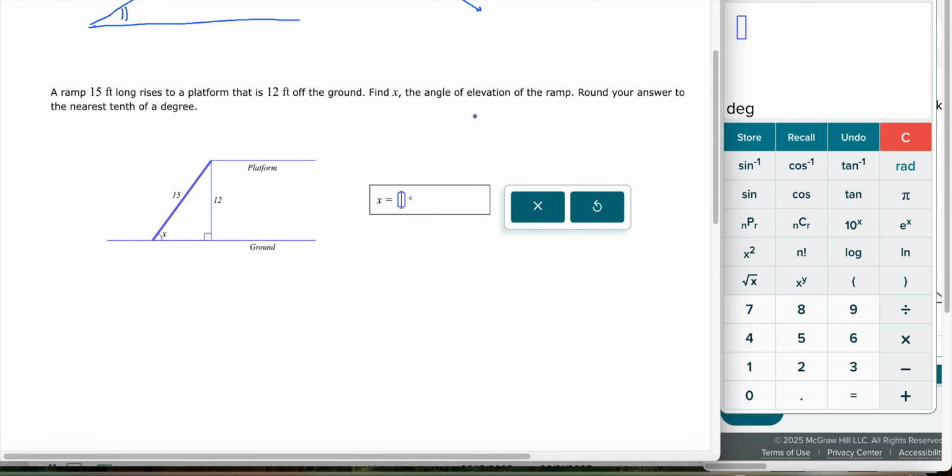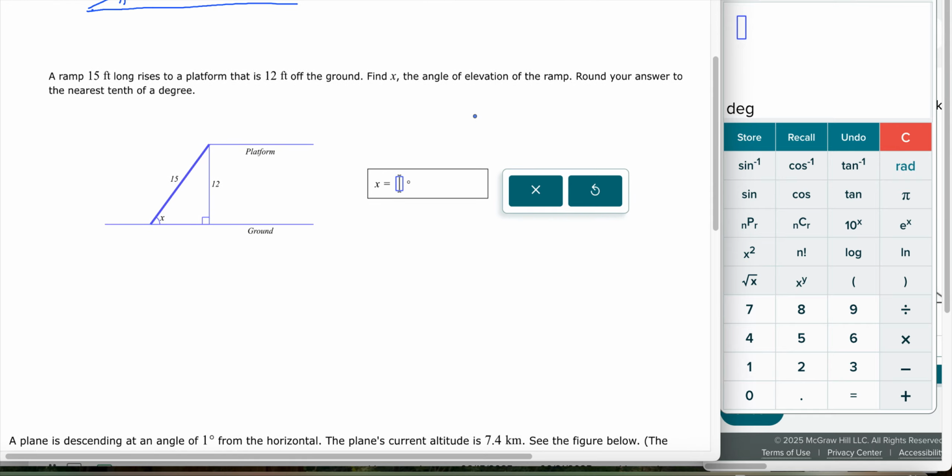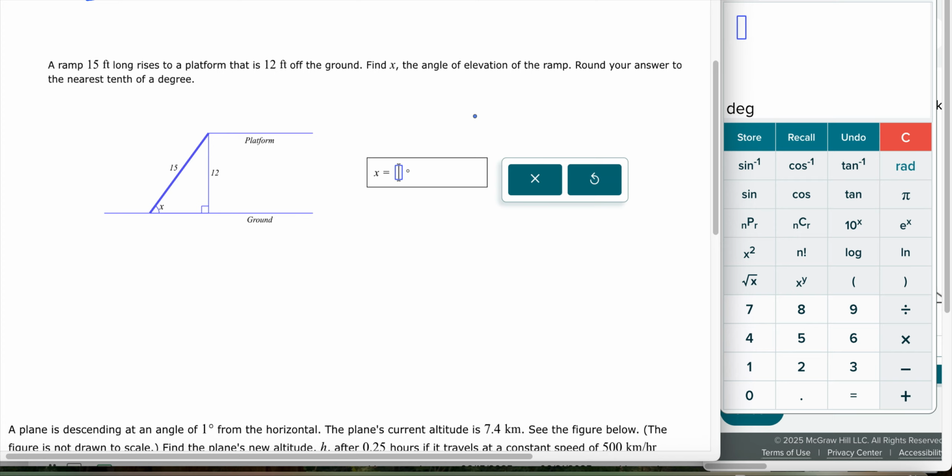In some of the applications that you'll see, the picture's already drawn for you, but I think it's good to keep those things in mind. So for example, we have a ramp 15 feet long, rises to a platform that is 12 feet off the ground. Find x, the angle of elevation of the ramp. Round your answer to the nearest tenth of a degree.